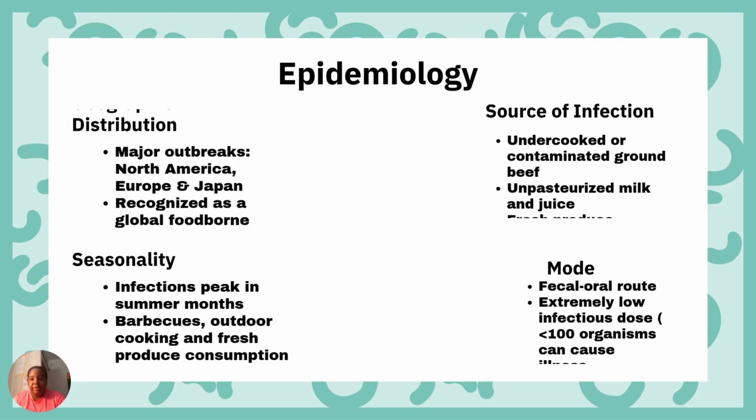This infection tends to peak in the summer months. This is likely due to outdoor cooking and barbecues and an increased consumption of fresh produce. Warm temperatures also support bacterial growth in food if refrigeration and handling are not ideal. Lastly, children are part of the high-risk group due to exposure at places where hand hygiene is inconsistent.